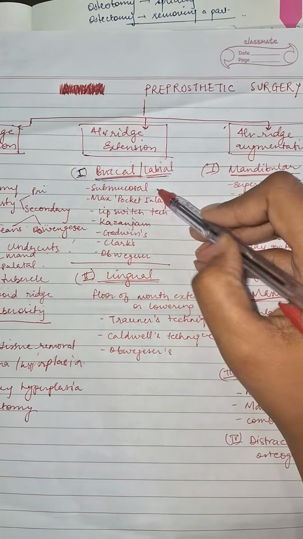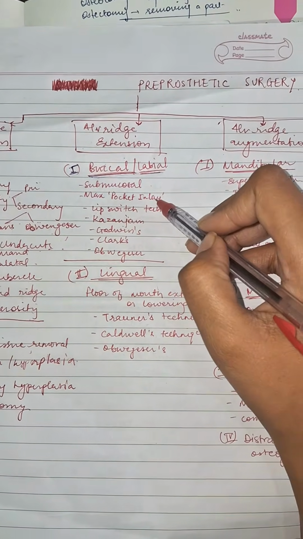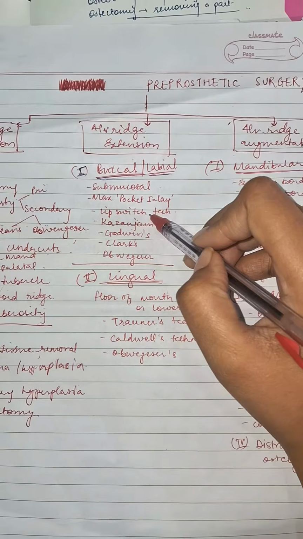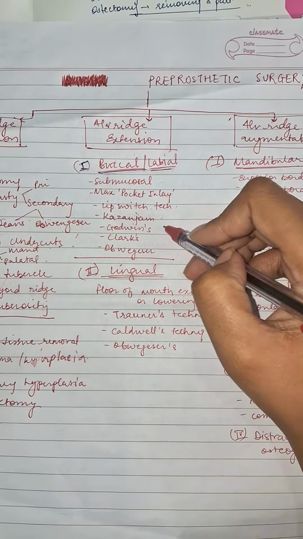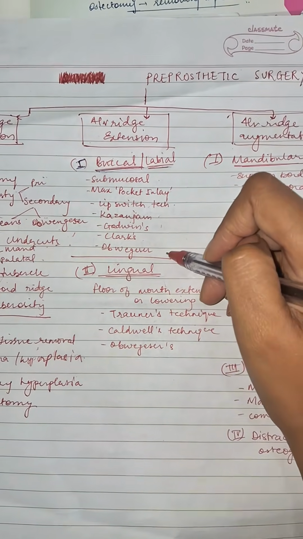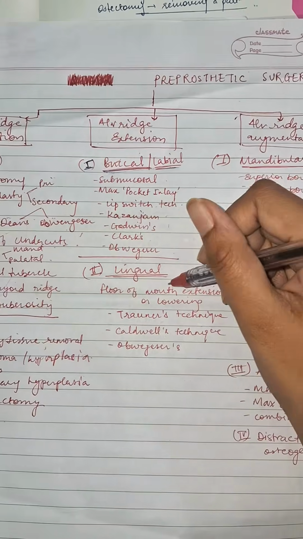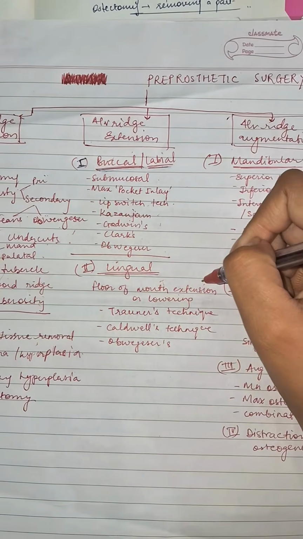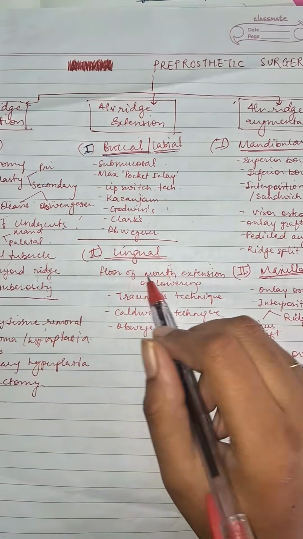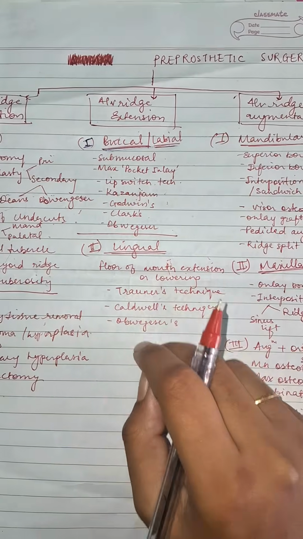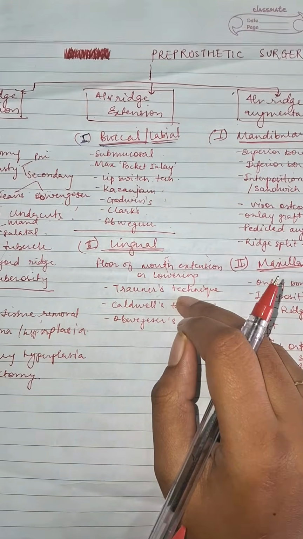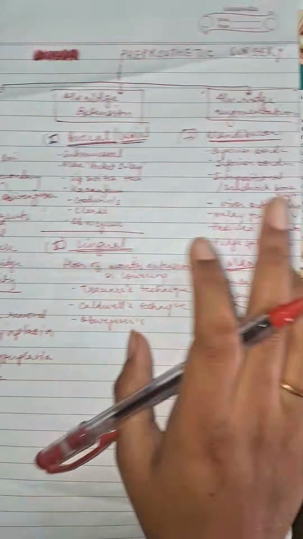So in labial or buccal vestibuloplasty, we have submucosal vestibuloplasty, maxillary pocket inlay technique, lip switch technique, Kazanjian's technique, Godwin's technique, Clark's technique, and Obwegeser's technique. And in lingual vestibuloplasty, we have floor of mouth extension or lowering. In floor of mouth lowering, we have another three techniques: Trauner's technique, Caldwell's technique, and Obwegeser's technique.